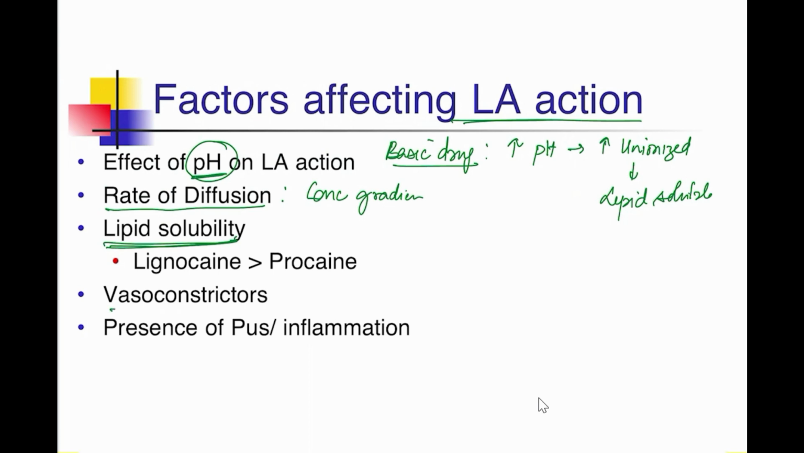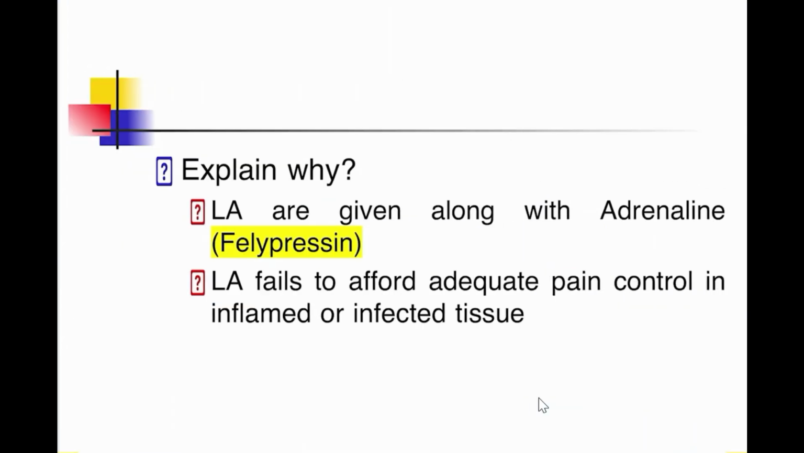Now another important factor is the vasoconstrictor. How is the vasoconstrictor going to affect local anesthetic action? If we give adrenaline along with the local anesthetic, a very commonly asked question, as you can see in the next slide, is to explain why local anesthetics are given with adrenaline. Leave this aside for now. Why do we give local anesthetic with adrenaline?